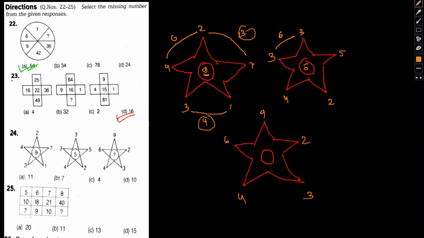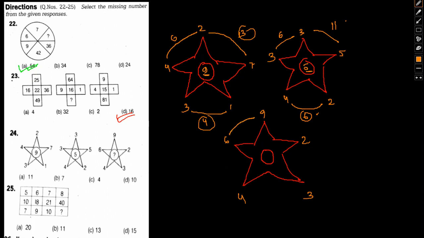3 plus 3, 6. 6 plus 5 would give us 11. 4 plus 2, 6. This 11 minus 6 gives us 5. Yes, this pattern follows. So a similar pattern will be applied in this one as well.